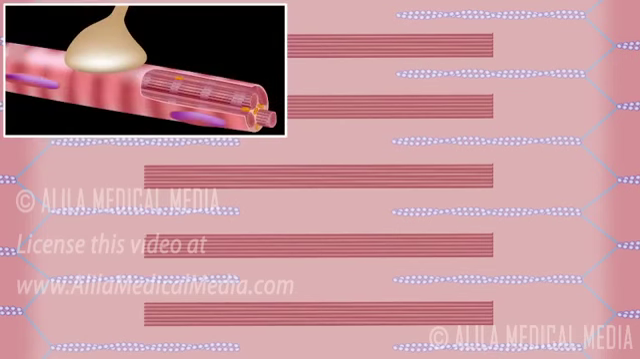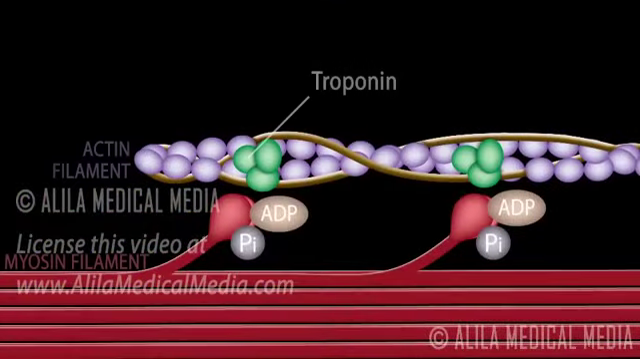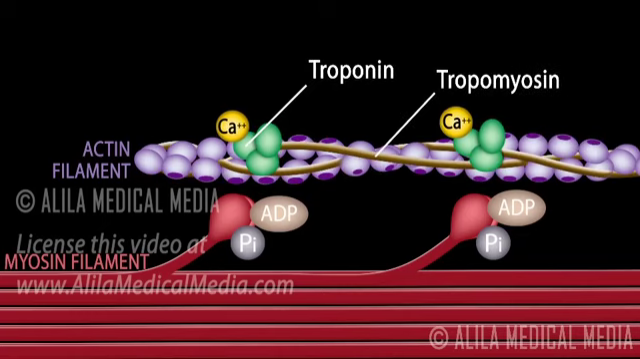Cross-bridge cycling forms the molecular basis for this sliding movement. Muscle contraction is initiated when muscle fibers are stimulated by a nerve impulse and calcium ions are released. The troponin units on the actin myofilaments are bound by calcium ions. The binding displaces tropomyosin along the myofilaments, which in turn exposes the myosin binding sites.